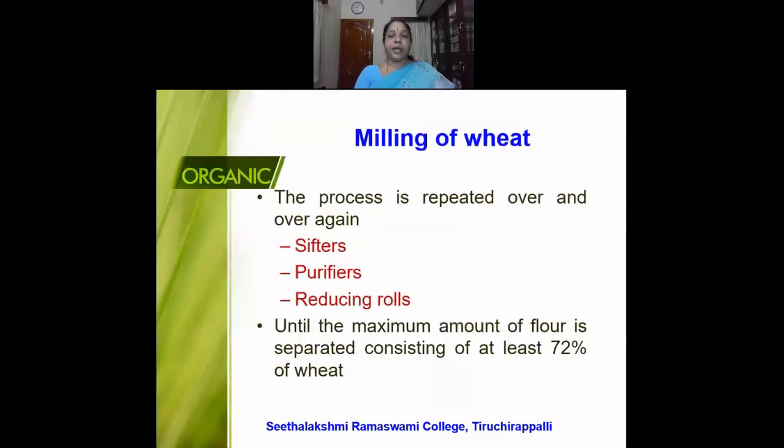The process is repeated over and over again by passing the wheat through the sifters, purifiers, and the reducing rolls until the maximum amount of flour is separated, which consists of at least 72% of the wheat. So 72% of the wheat is ground into a fine flour, and the rest will be the bran, the germ, and the impurities that are removed from the wheat.